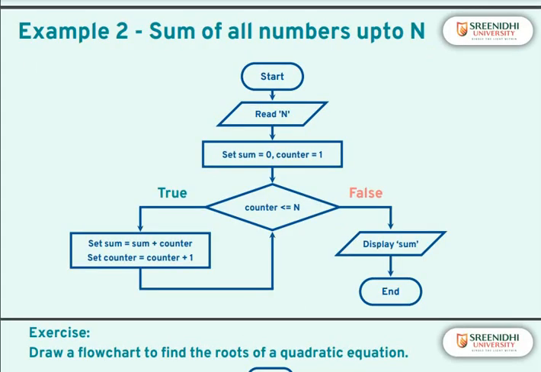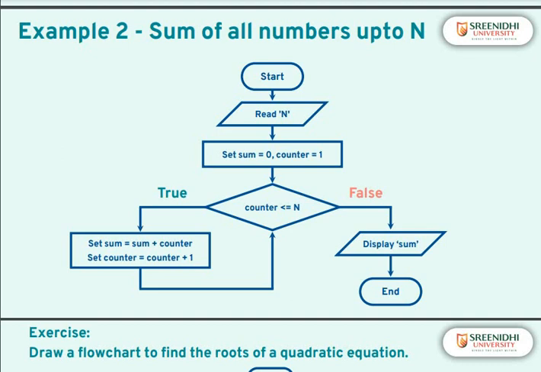Sum of all the numbers up to n. Up to n we need a loop. If your n value is 10, sum of all the numbers up to 10. If your n value is 20, sum of all the numbers up to 20. Here the input is n, read n, and you repeat the loop n number of times. For that we need a condition, counter less than or equal to n. If n is 10, 1 to 10, you need to repeat the loop.